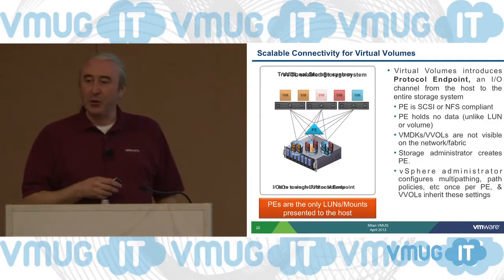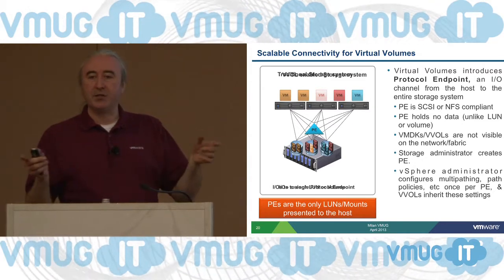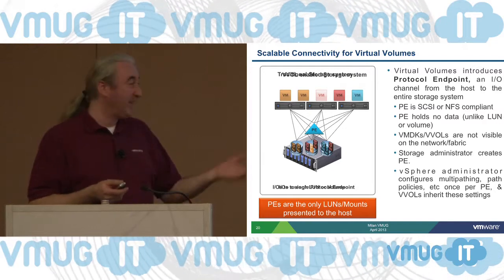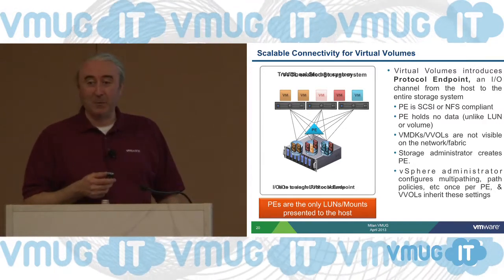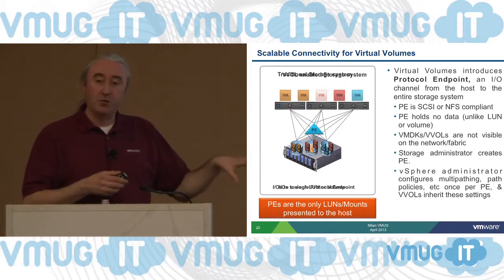Okay. So PEs, they're essentially the only LUNs or mount points that are presented to the hosts. So even if we stick at the 255 LUNs limit, you can still have up to 255 PEs with, as I said, many VMDK or virtual volume objects hanging off the back end.